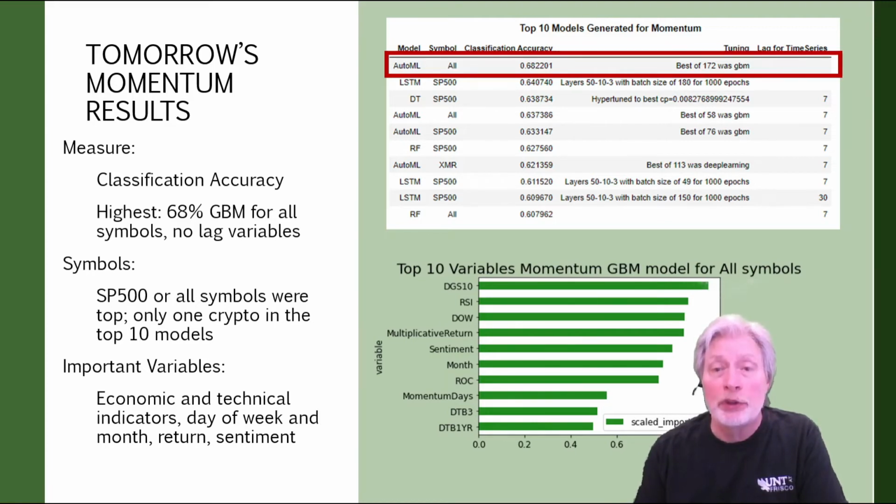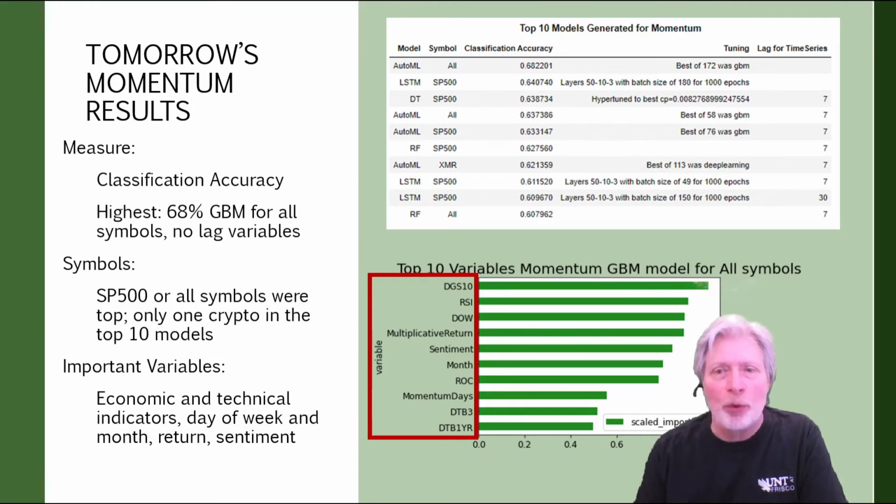The important variables for the top model are shown on the right. Interestingly, day of the week and month were present, so clearly there was some pattern with respect to these variables, perhaps corporate earnings statements or economic announcements on certain days or months. But focusing on the research question, we saw that sentiment, return, technical indicators, and economic indicators were definitely in the top 10.